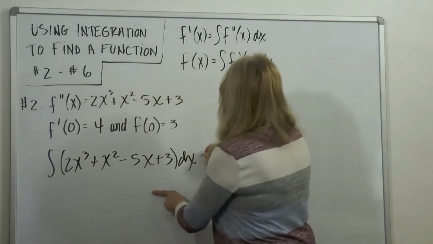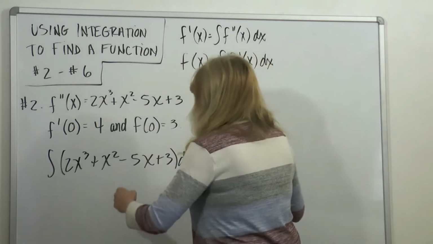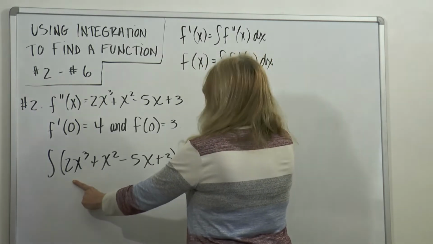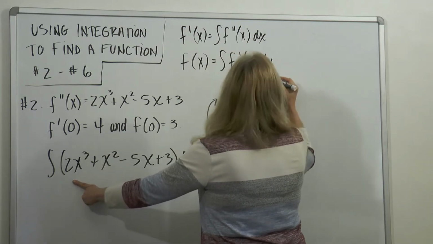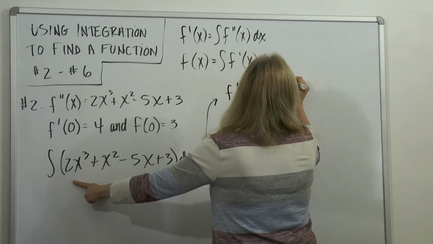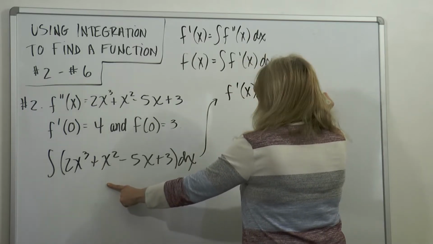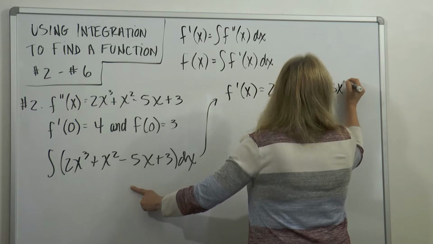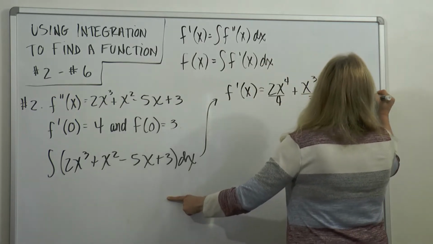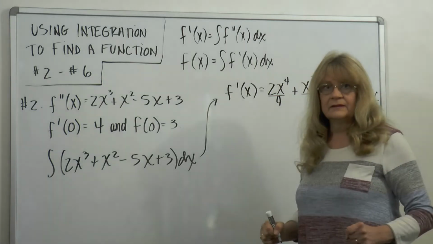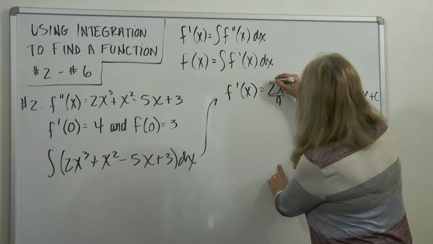Okay, so remember with integration starts with a vowel, addition starts with a vowel. So we're going to have f prime of x is going to equal 2x to the 4th over 4 plus x to the 3rd over 3 minus 5x squared over 2 plus 3x plus c. Okay, so then I can reduce this.